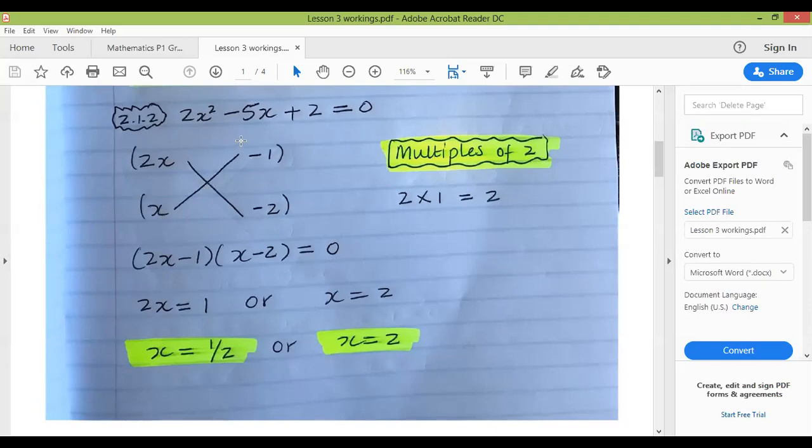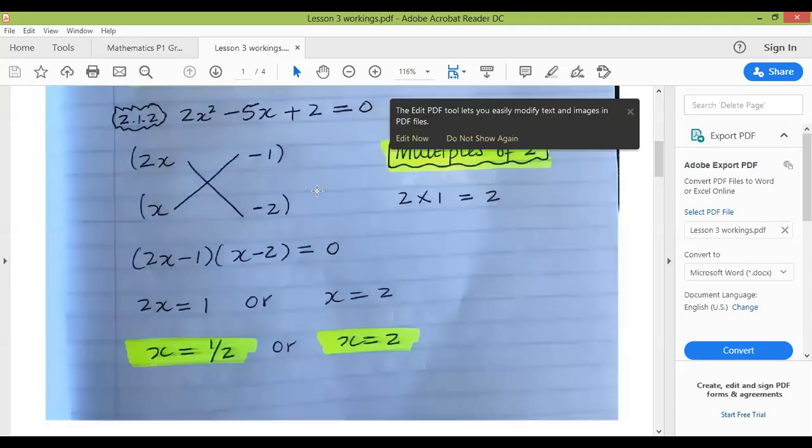So it will be negative 5x, right? Therefore, this is working for us. And yes, because now you've got negative 1 and negative 2. And we know when you're multiplying a negative and a negative, you've got a plus 2. Therefore, this is correct. You can always prove this, guys, in an exam or test. Does it make sense?